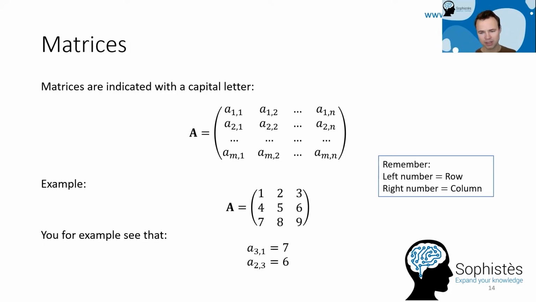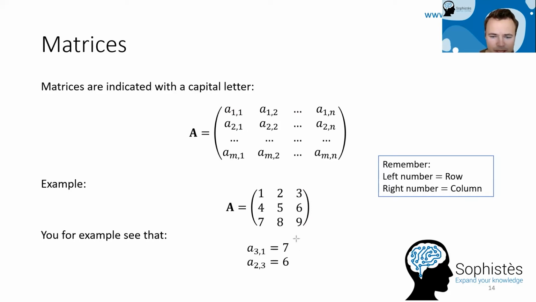Okay. So now the next topic is matrices. What is a matrix? Well, we said that a vector is just a row or a column with numbers, right? A matrix is just a table with numbers. So here you see a table with numbers, for example the table 1, 2, 3, 4, 5, 6.